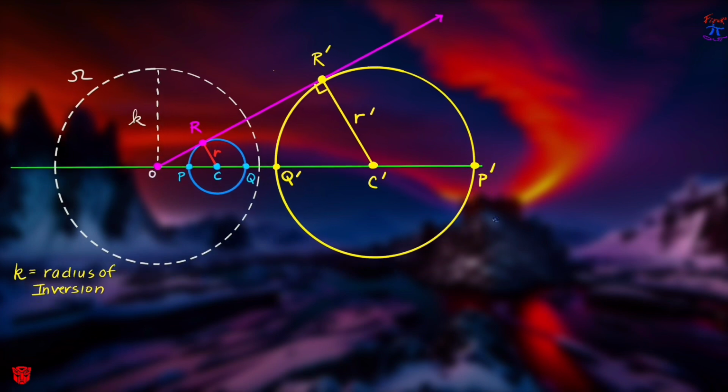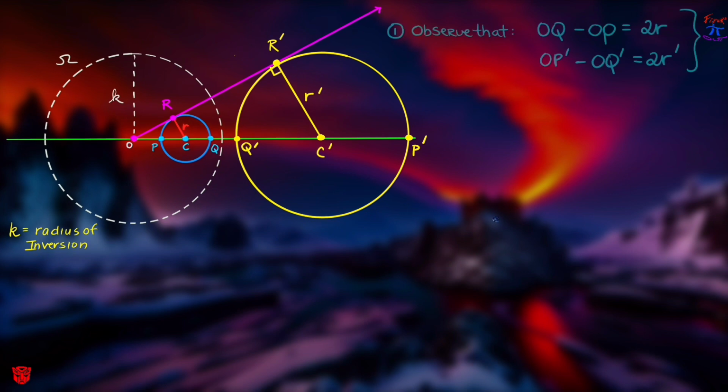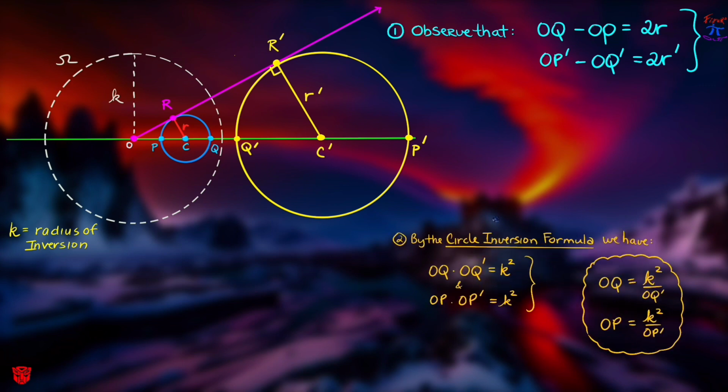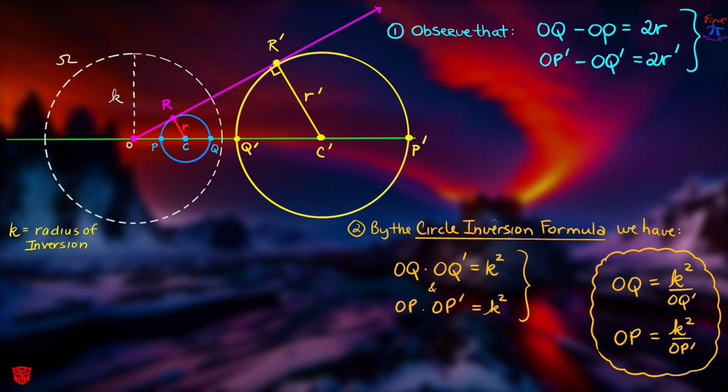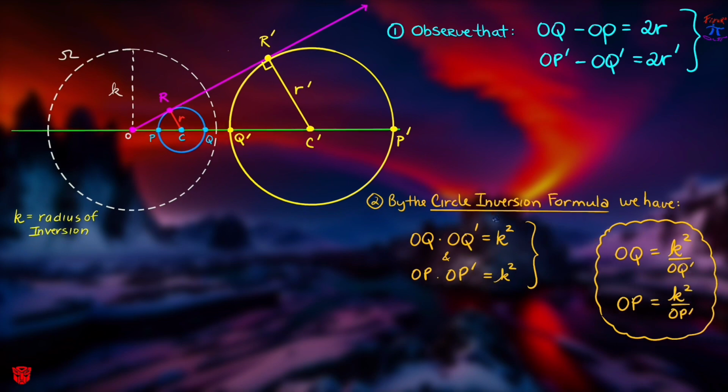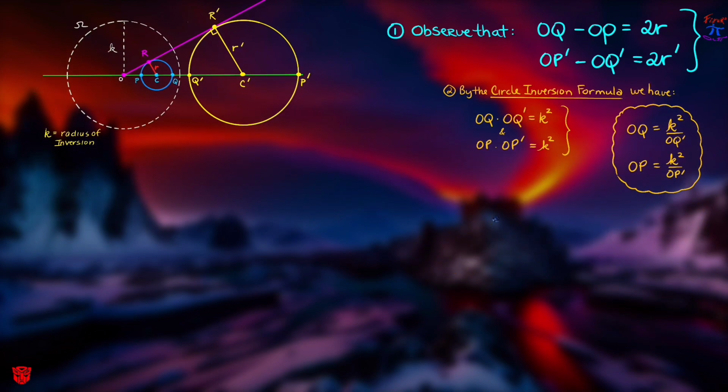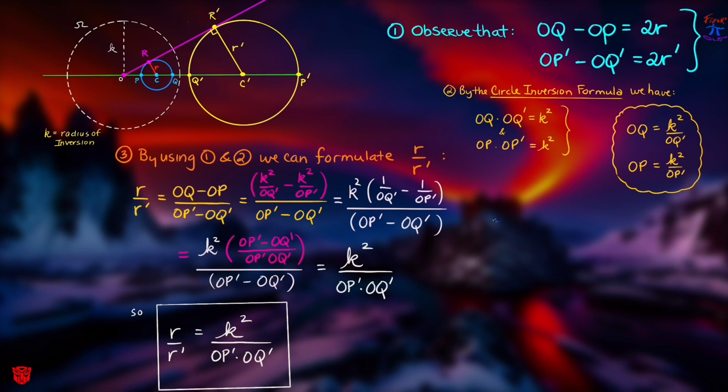So first we observe that we can use the lengths along the horizontal to write an expression for 2r and 2r' using a little subtraction here. Next, we can use the inversion formula we just talked about to express 2r and 2r' in terms of the inversion radius k. So we get OQ is k squared over OQ prime, and OP is k squared over OP prime. Okay, we'll use that in a little bit. We're going to use a little substitution of these two facts together, and that'll give us the ratio of r over r prime, in terms of the radius of inversion k and the segments OP prime and OQ prime.